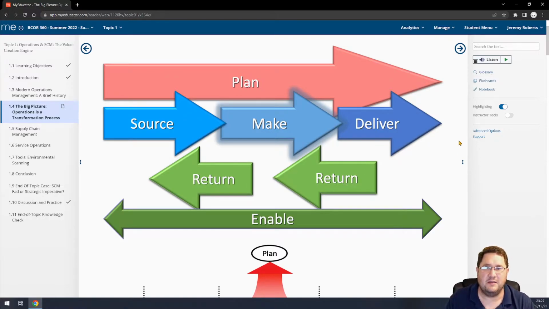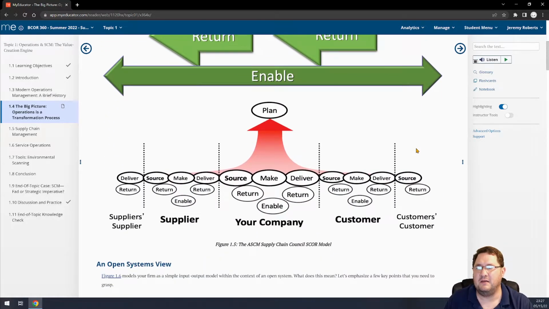And then we have this enable. We have to enable all these steps, in both directions, and we usually do that by information technology. We send information back and forth down the system. So that's essentially the SCORE model, or Supply Chain Operations Reference model. And you can see here that our company is in the middle.